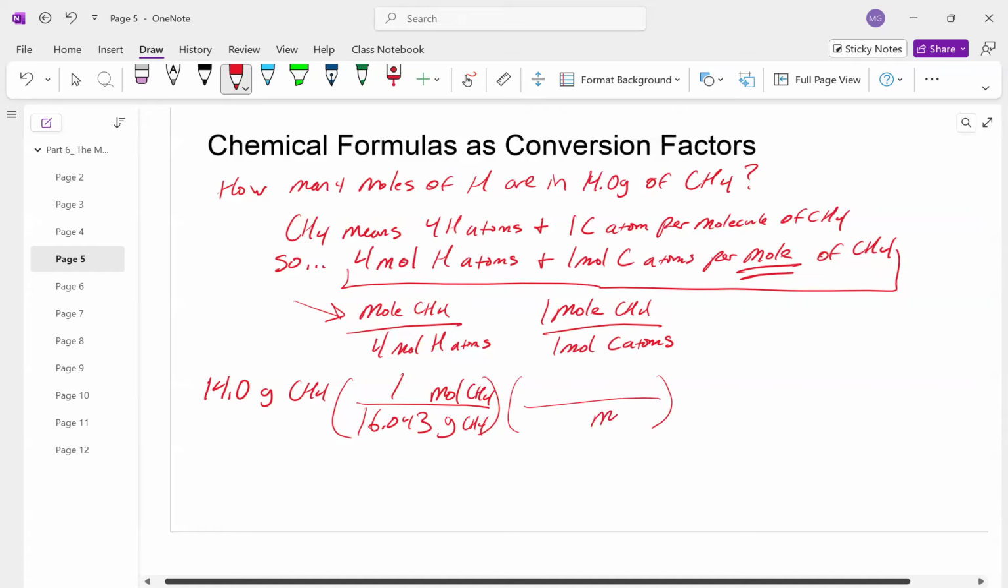I want moles of CH4 to cancel out, and I want to go to moles of hydrogen. Well, according to the formula, 1 mole of CH4 contains 4 moles of hydrogen. So grams cancel out, moles of CH4 cancel out. The only remaining unit I have here is moles of hydrogen. And that comes out to 3.49 moles of hydrogen.